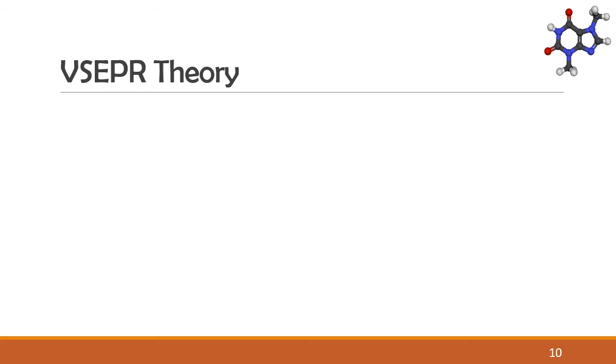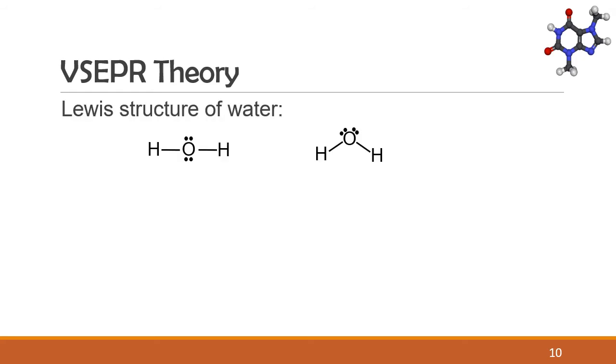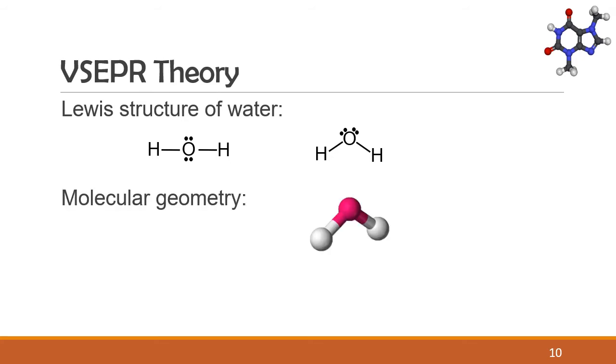The VSEPR theory enables us to add another layer of description for representing molecules. We can refer to this as their three-dimensional shape or molecular geometry. In the Lewis dot structure, water is represented as one-dimensional. We use the ball and stick model to represent its three-dimensional shape. The balls represent the atoms and the sticks represent the bonds. Another way to represent molecule shape is by using the wedge and dash system. The solid wedge represents an atom oriented toward the viewer, and the dashed wedge represents an atom oriented away from the viewer.